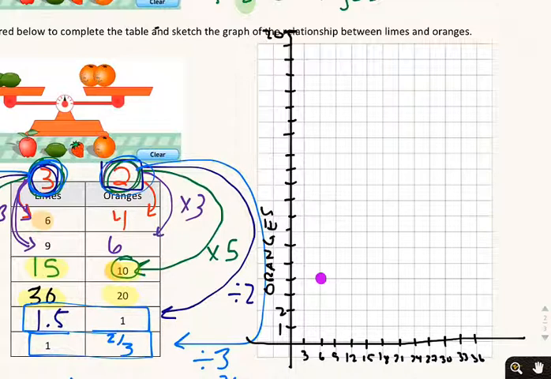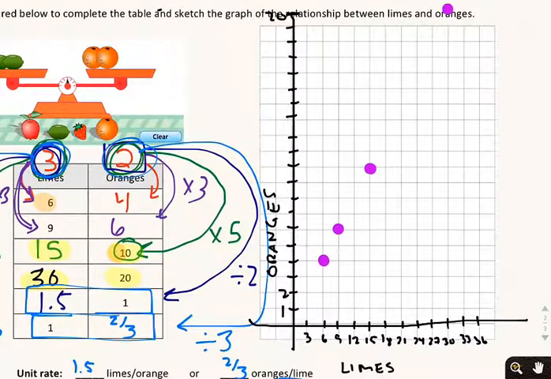9 limes, 6 oranges. So 9, 6. We have 15 and 10. 7, 8, 9, 10. We have 30 and 20. 1.5 and 1. And then 1 and 2/3.